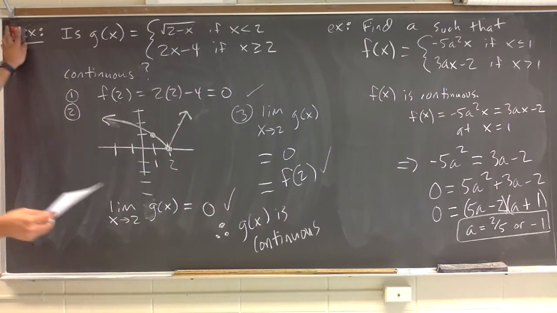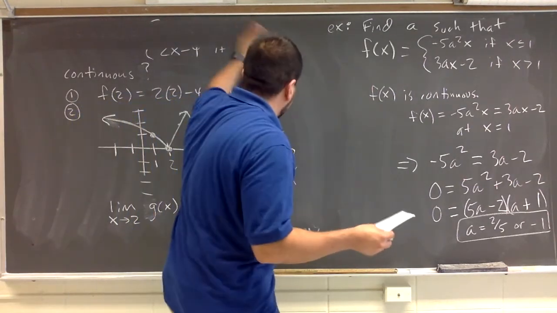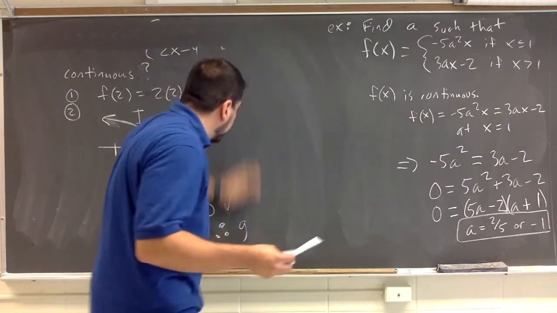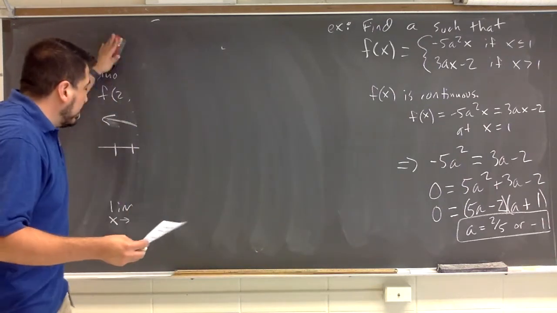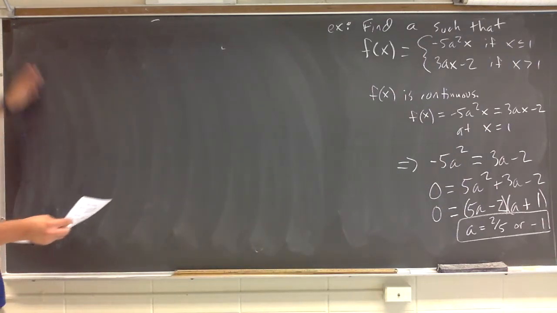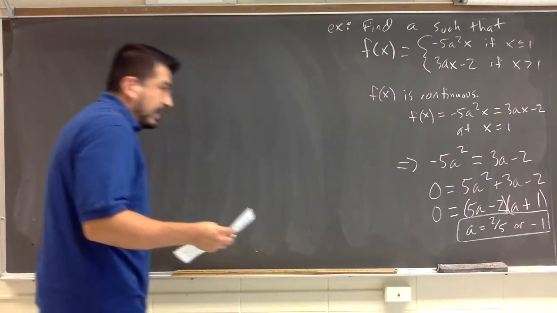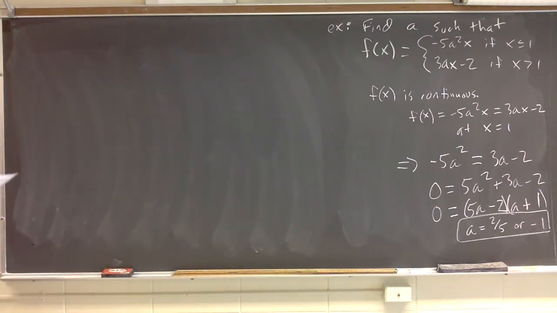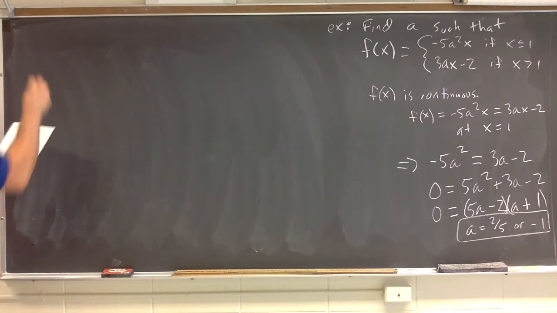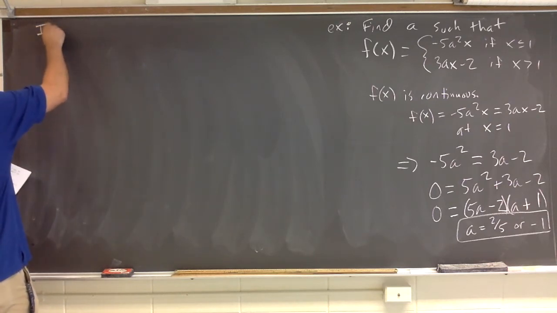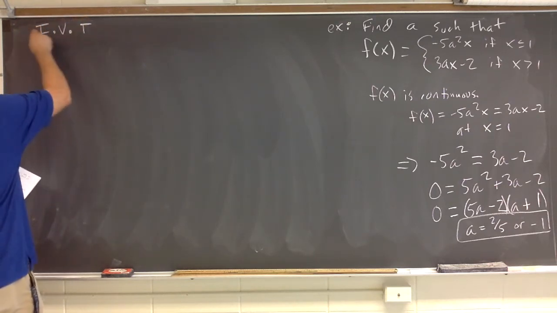And the last part of this section is the intermediate value theorem. So we've talked about continuity, what it means graphically, what it looks like, and also the specific conditions that need to be met and how to verify them. Now we're going to end with the intermediate value theorem, IVT for short.